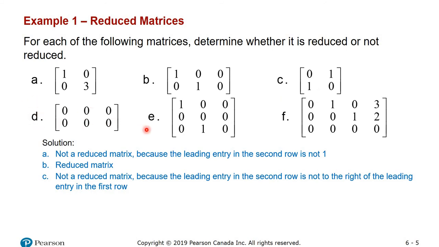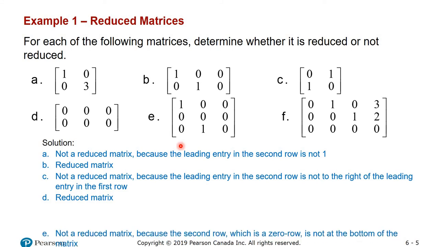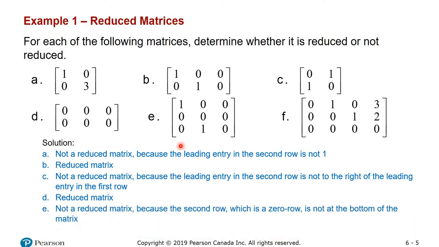Matrix D is a reduced matrix because there are only rows of zeros and they are written at the bottom, and there's nothing else to be said about leading entries because it's just zeros. As for matrix E, observe immediately that there is a row of zeros that is not at the bottom. So therefore that is not a reduced matrix.